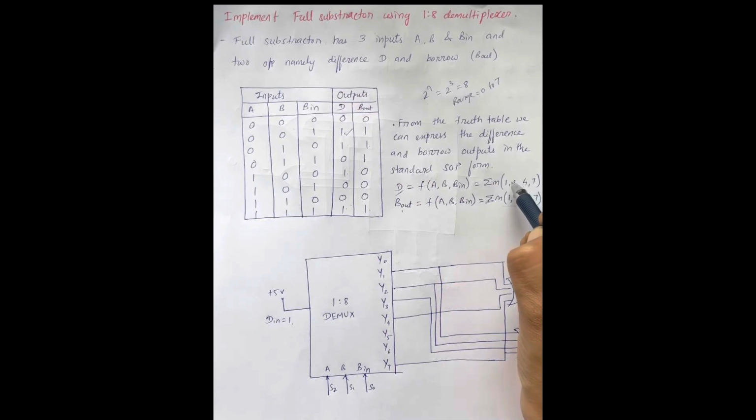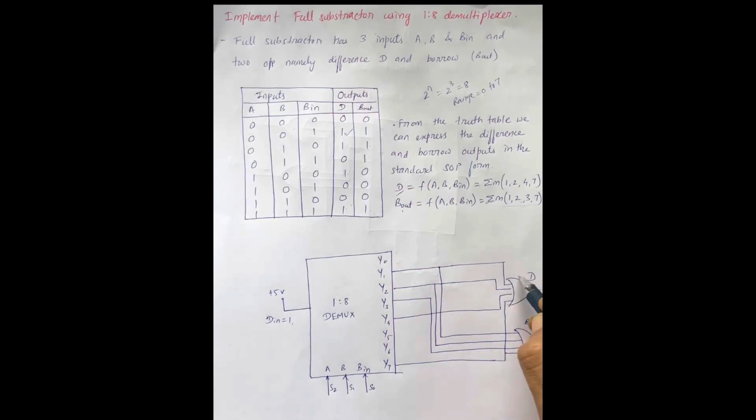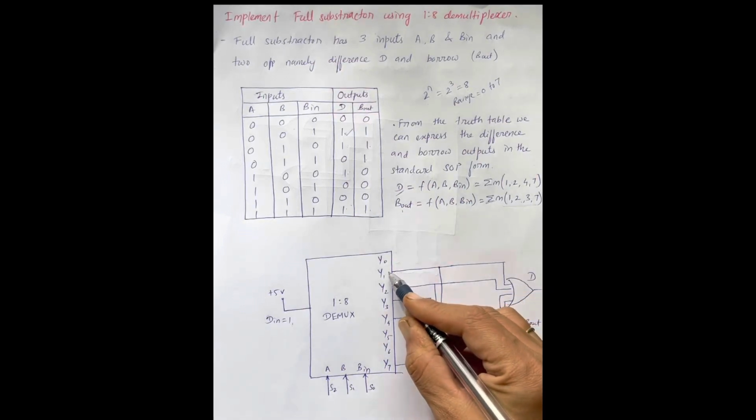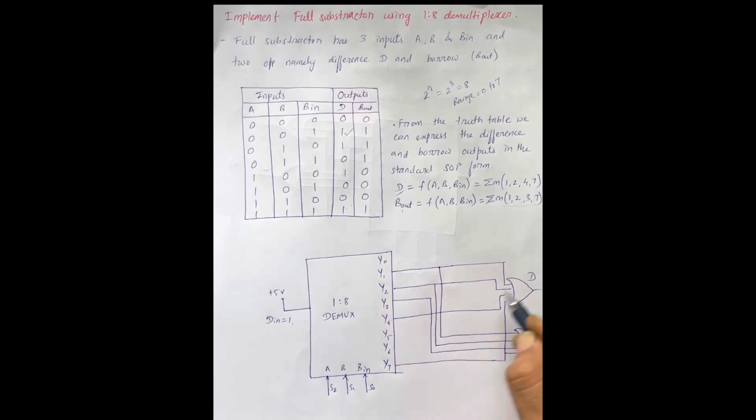So here this is the SOP equation. These are the product terms, and these product terms are summed together. Sum is represented by an OR gate. So I'll OR all of 1, 2, 4, 7 to get the output as difference, right?